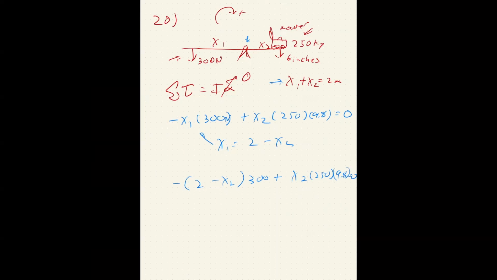All right, so we're going to distribute all this. We'll try to figure this out. So we're going to have a negative 600, right? Because the negative 2 times the 300. And we have a negative times this, which is positive. I forgot the 0. So it's plus 300 x2, not XL. My goodness gracious, it's x2. Plus, now we have 250 times 9.8, which gives a value of 2450, equals 0.